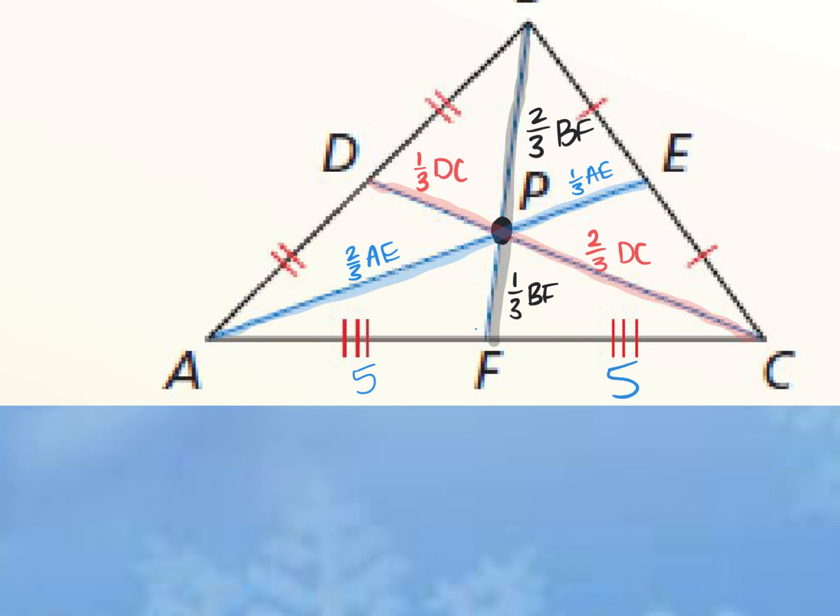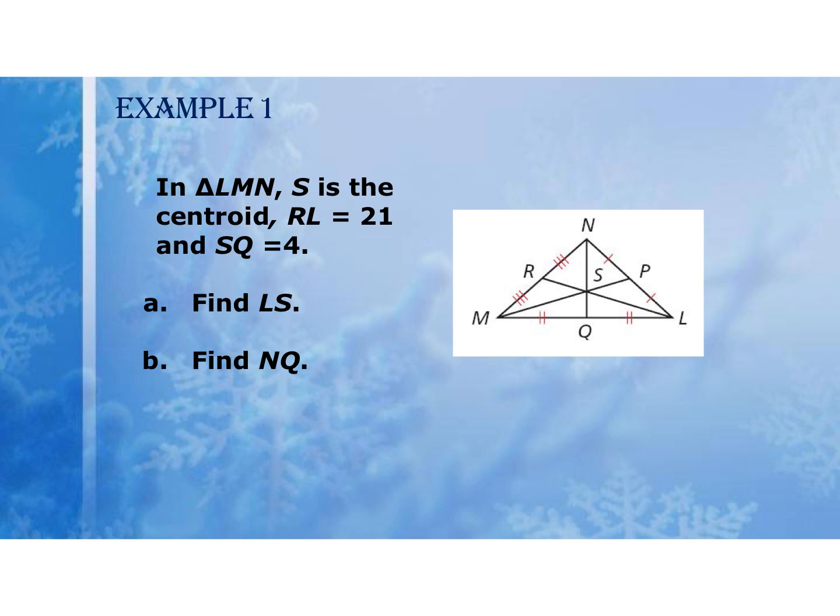FC, because isn't F the midpoint of that side? Good observation, Sophia. Okay, so if it does give you AF, you now know some information. Do we know what AC is as well? AC has to be 10 because you're adding up both of those pieces. Does that make sense? Okay, let's go to the next slide.